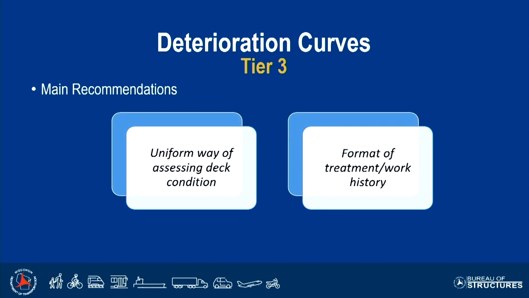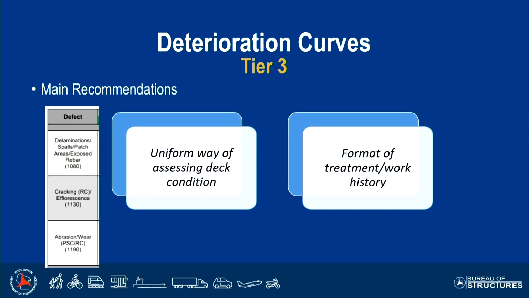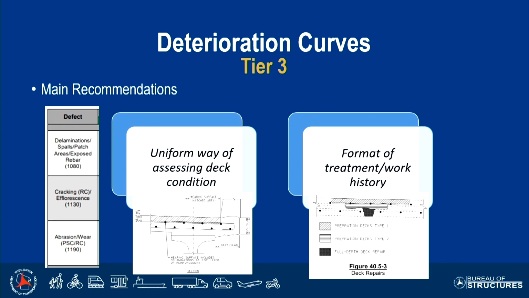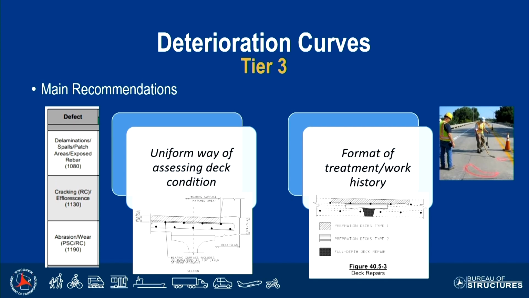So the main recommendations coming out of Tier 3 were to work on a more uniform way of assessing deck condition with defects and wearing surfaces, and also a format for recording construction history, so we have a more consistent record.